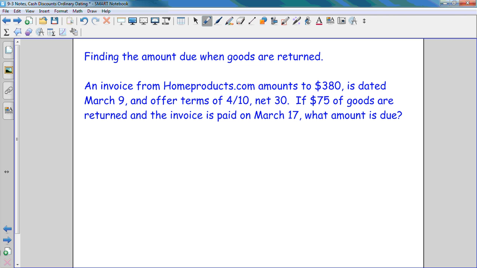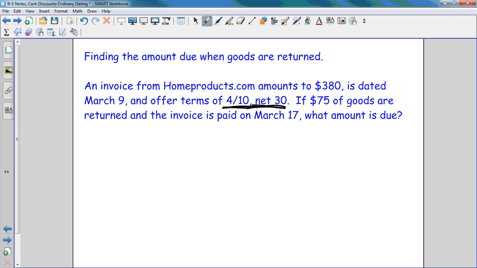Finding the amount due when goods are returned. So suppose I buy something, or I own a business and I bought a bunch of parts from homeproducts.com that amounted to $380. I got the parts, but $75 of the parts were ones that I didn't need or they sent me the wrong parts, so I sent them back. But I paid my bill with a 4/10 net 30 cash discount. And I paid it in time. So what is my discount? And what's my amount due?